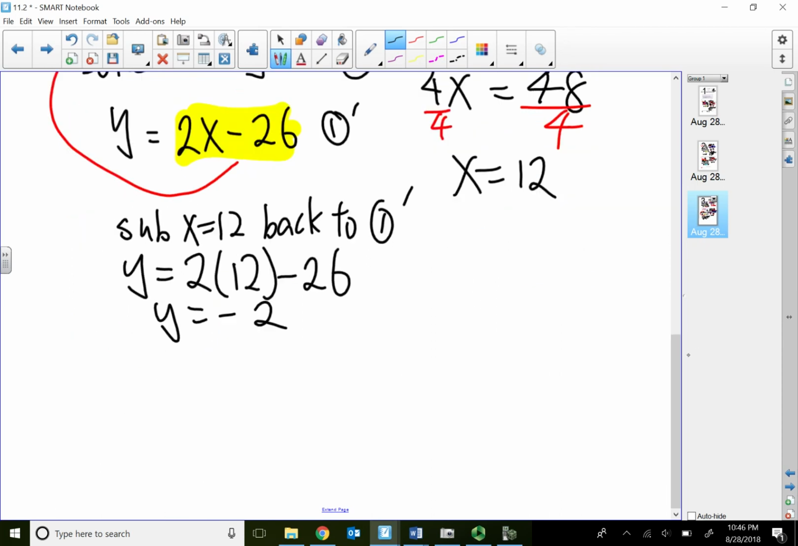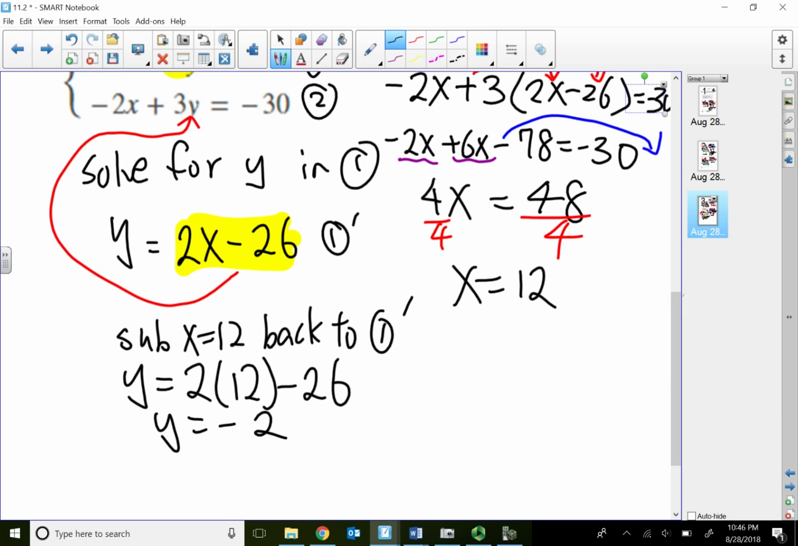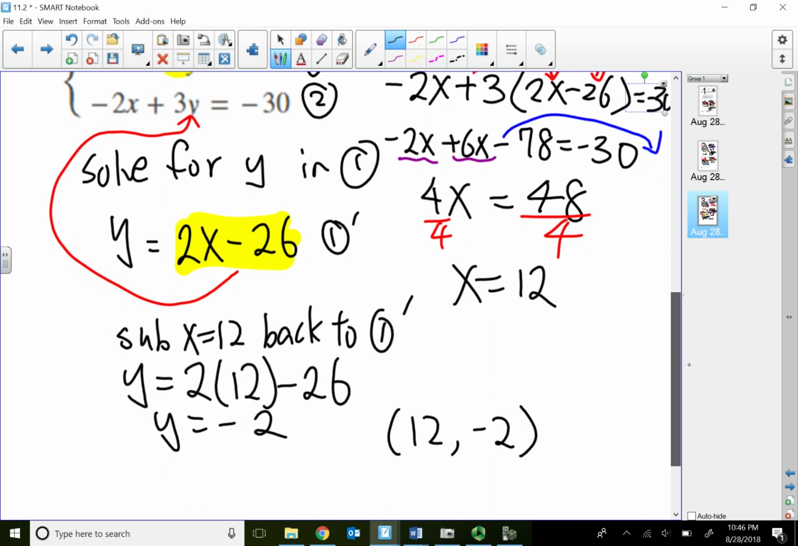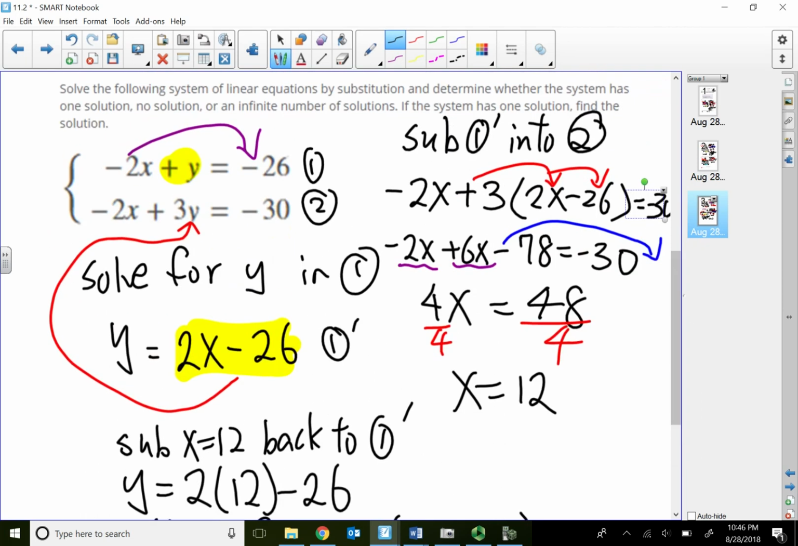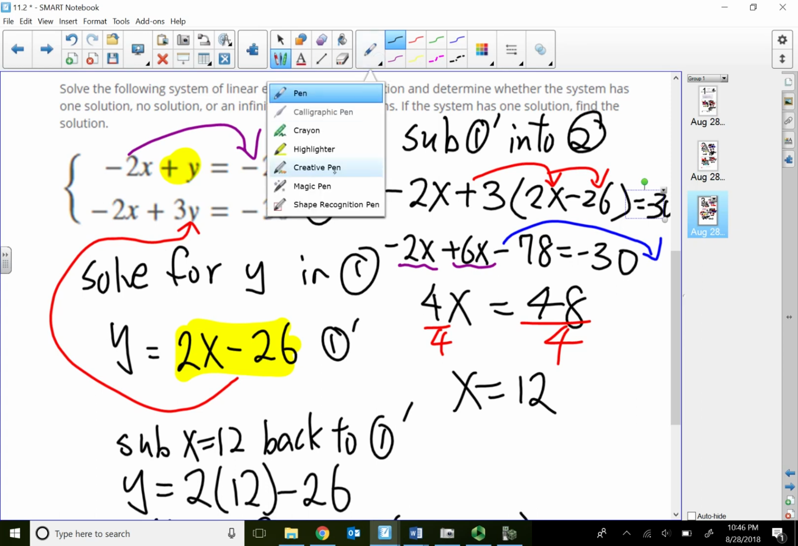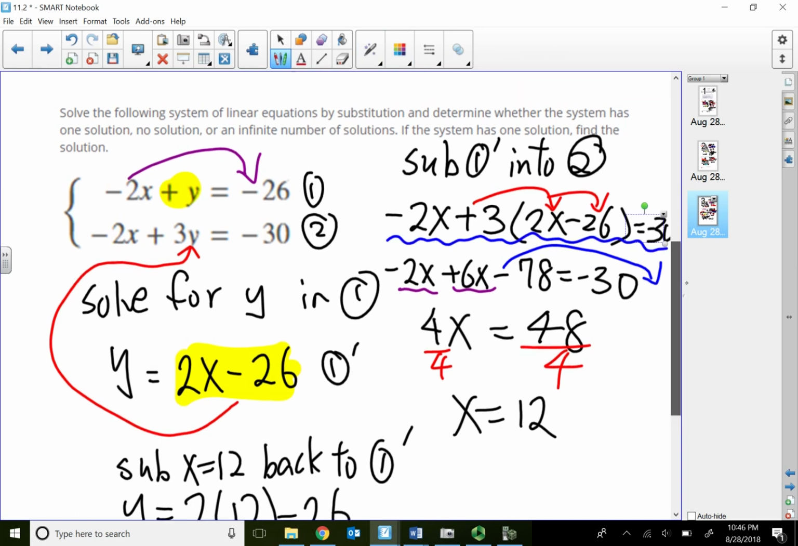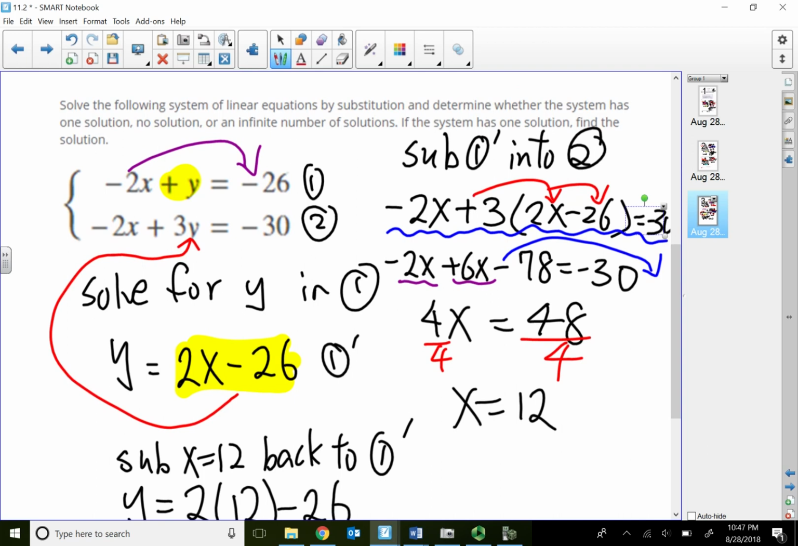So in this problem, my point of intersection, or my solution to the system, is 12 comma negative 2. All right, so in this video we're talking about how to use the substitution method to solve a system of linear equations. Solving for one particular variable that has a coefficient of 1, and whatever we solve for, substitute into the other equation. Once we finish substituting, the equation that I'm working with only has one variable at a time. So we cannot solve two different variables simultaneously.